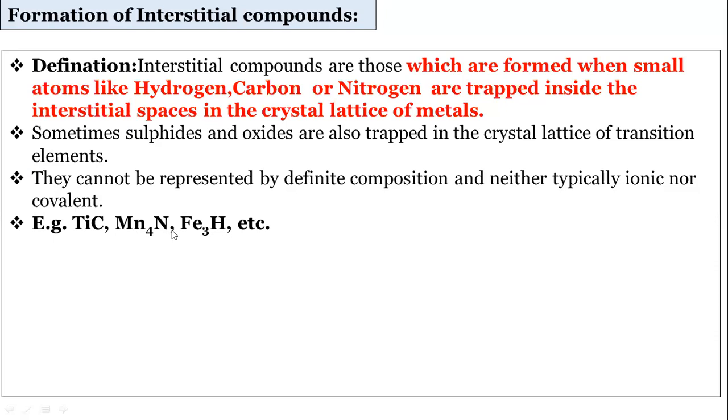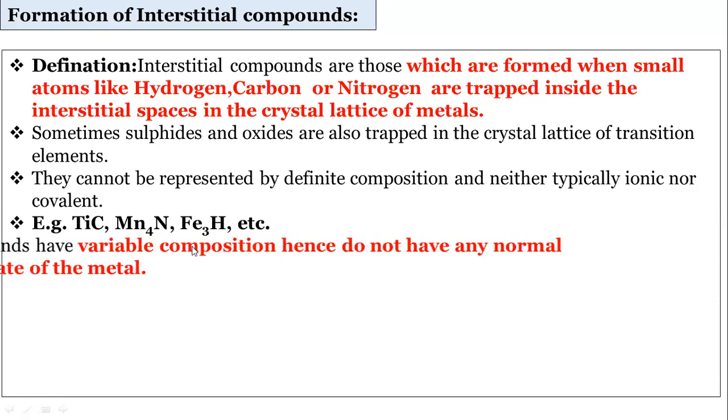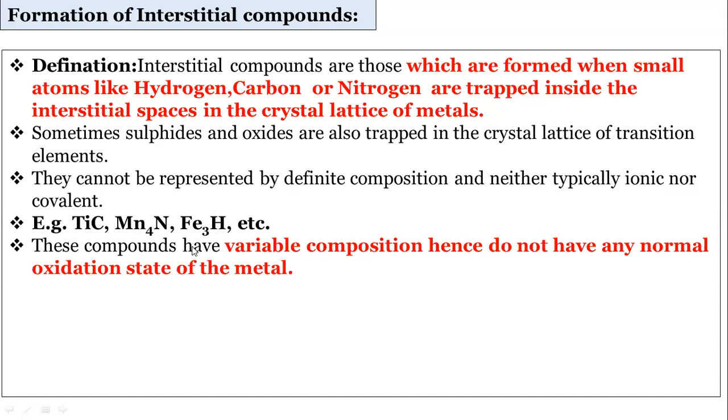These are some examples where carbon is trapped in the titanium lattice, nitrogen is trapped in the manganese lattice, and hydrogen is trapped in the iron lattice, while the crystals are formed.